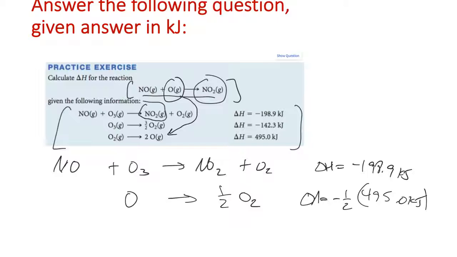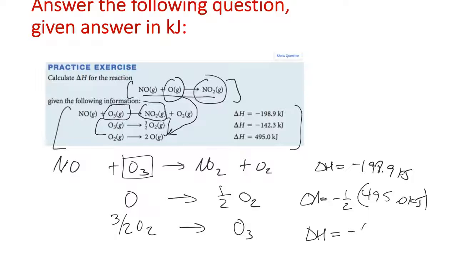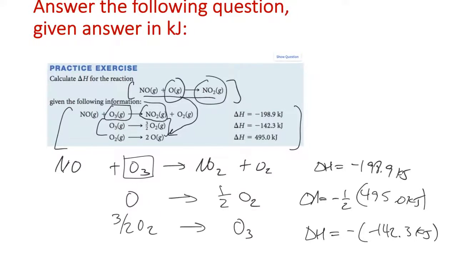And then the last thing I might do is recognize that in my overall balanced reaction, ozone's not in it, and ozone currently would be if I add these two reactions up. So somehow I gotta get ozone over to the product side, and then let me put the three halves O2. So I'm just flipping the middle reaction. So the delta H there should be equal to the negative of whatever it originally was, minus 142.3 kJ.